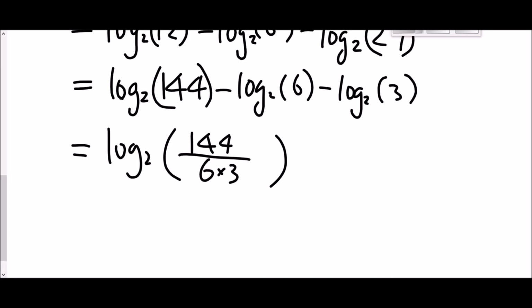Now all you have to do is combine these numbers together. So log base 2 of 144 divided by 6 divided by 3. Make sure when you punch into your calculator, you do 144 divided by open bracket 6 times 3 close bracket. If you try to do 144 divided by 6 times 3, you would not get 8. So this should give you 8.